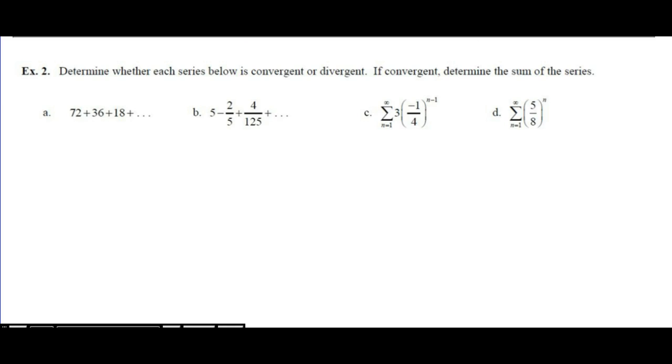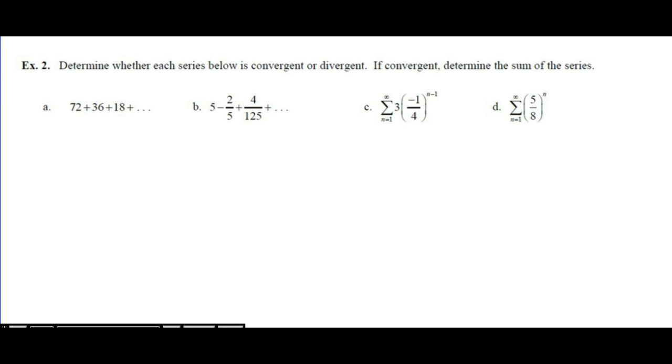Determine whether each series below is convergent or divergent. If convergent, determine the sum. Okay, so what's R? r equals 1/2. Okay, so then we know that's between -1 and 1. So then we know that the sum to infinity is t1 over 1 minus r.